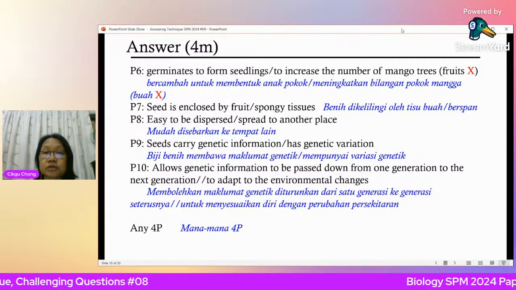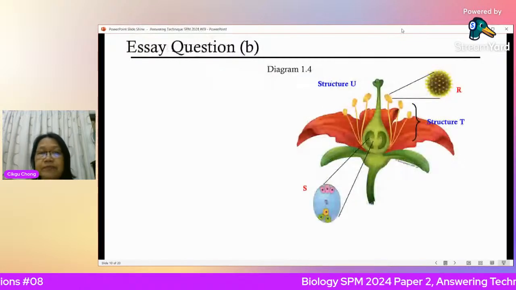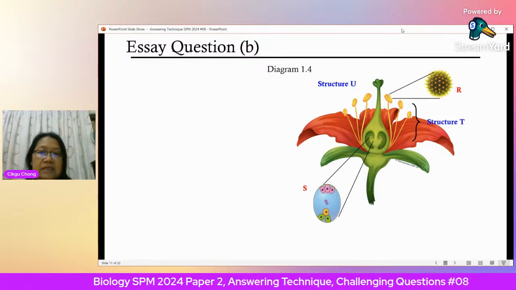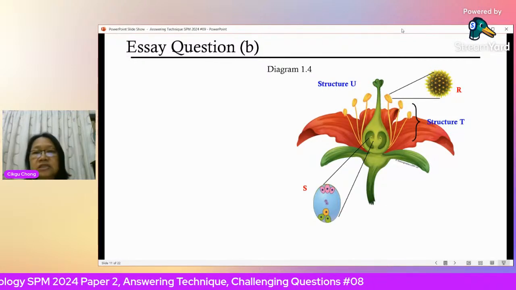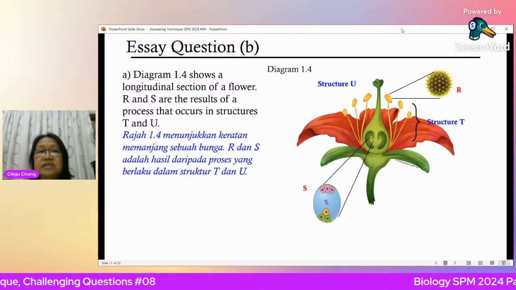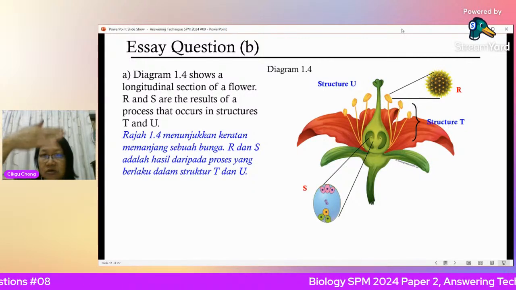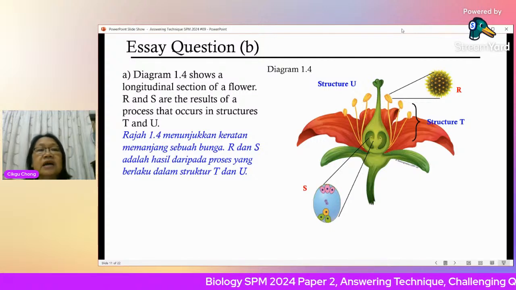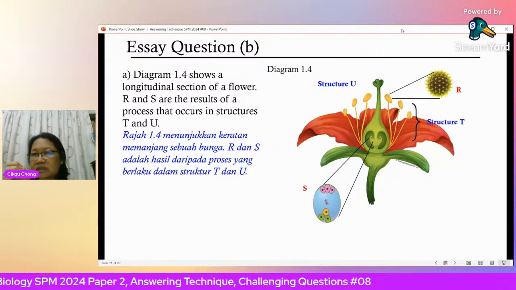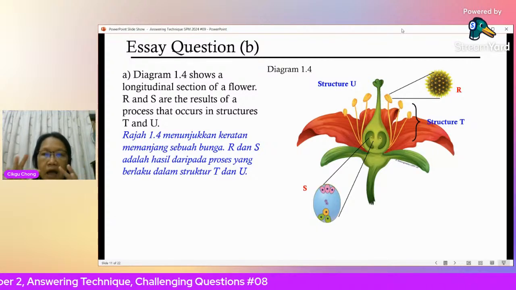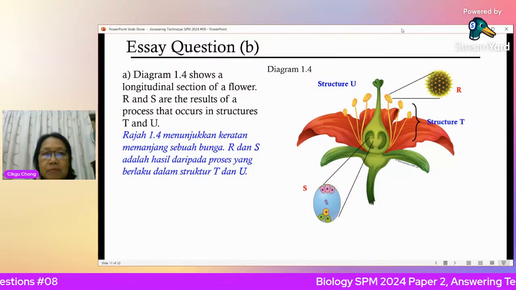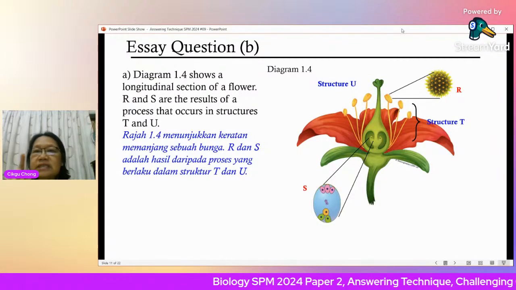Okay, next question. Question B now. Question B shows the structure of a flower. You can see some parts are labeled R and S, T and U. Diagram 1.4 shows a longitudinal section of a flower, with a slice all the way down. R and S are results of a process. That means R and S are formed after undergoing a certain process, and that process occurs in T and U.